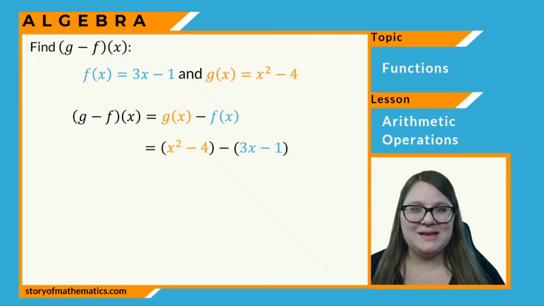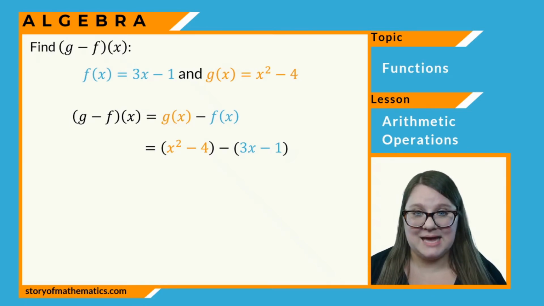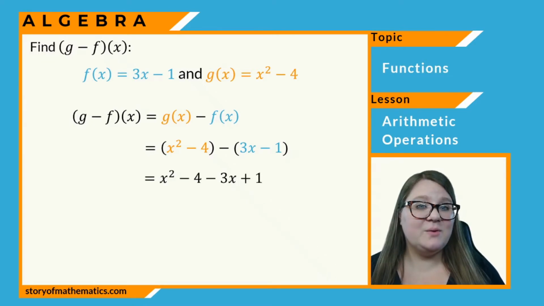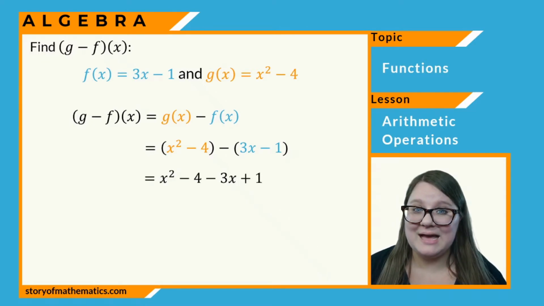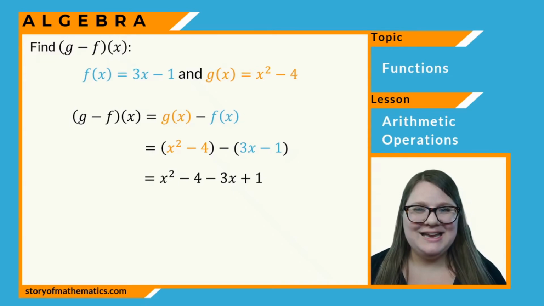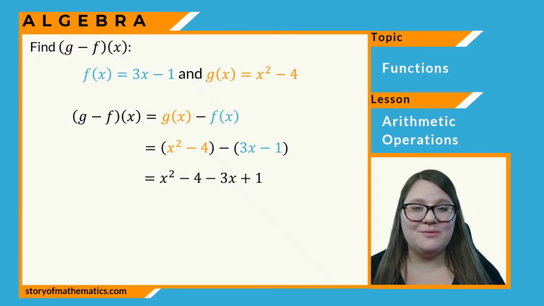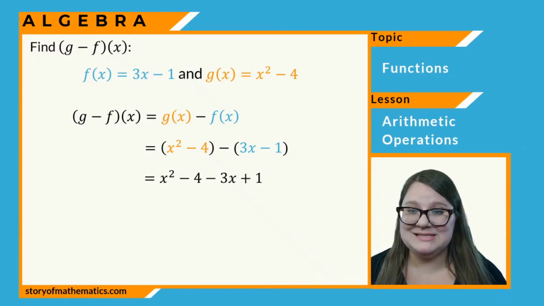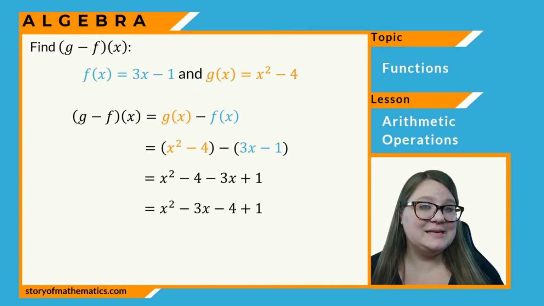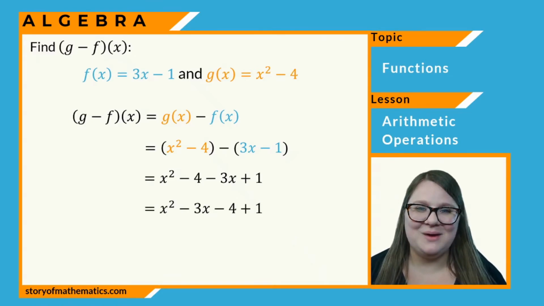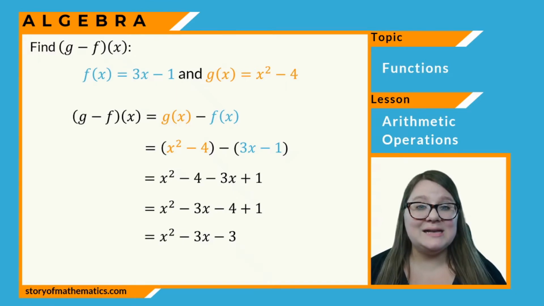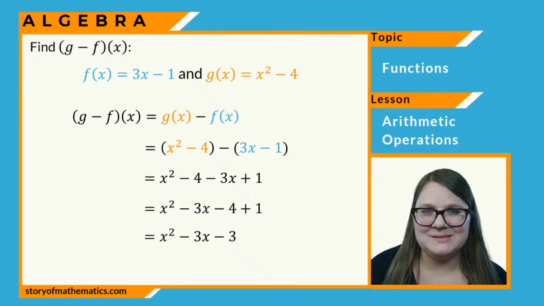So I will distribute the negative to the 3x minus 1 and drop the parentheses from the first set of terms. This gives me x squared minus 4 minus 3x plus 1. Now I can group my terms from the highest exponent to the lowest. That gives me x squared minus 3x minus 4 plus 1, which is going to simplify down to x squared minus 3x minus 3 after I combine like terms.